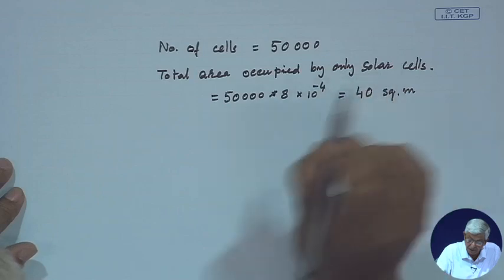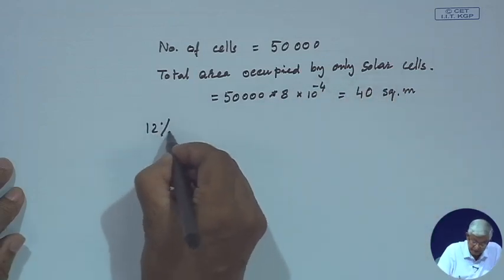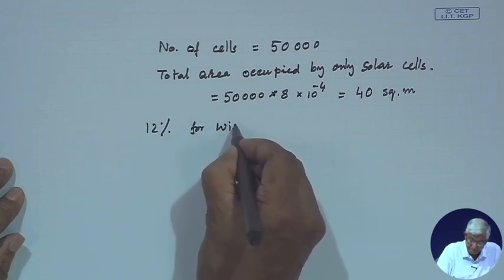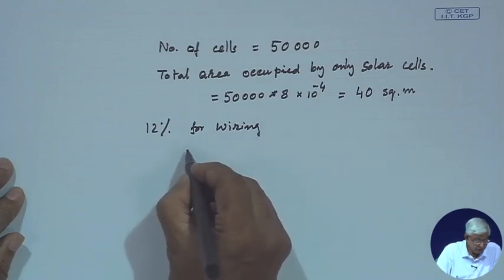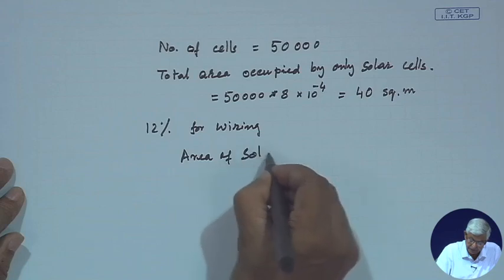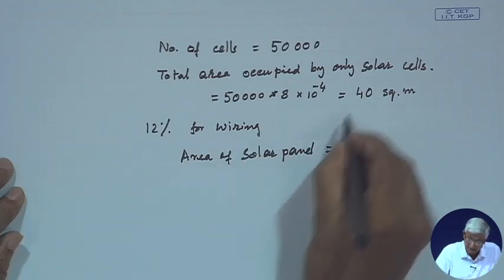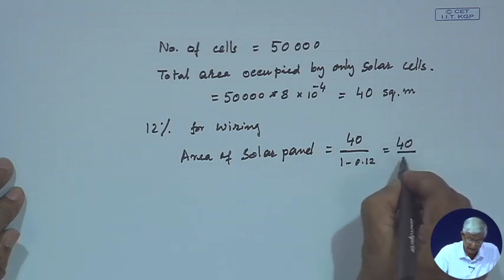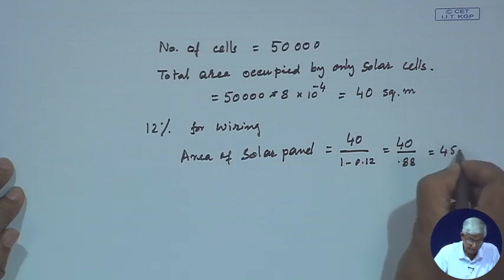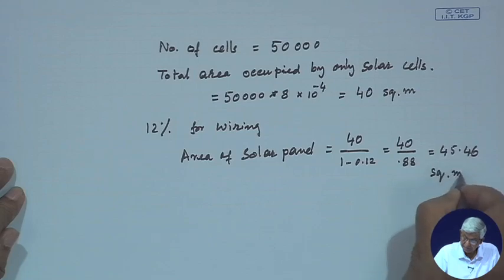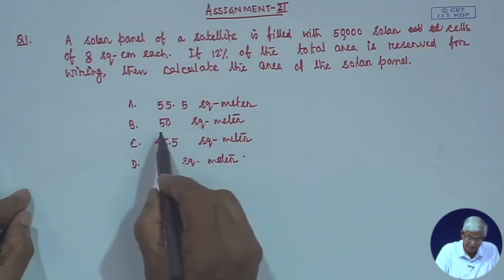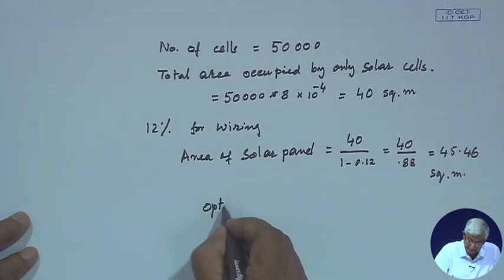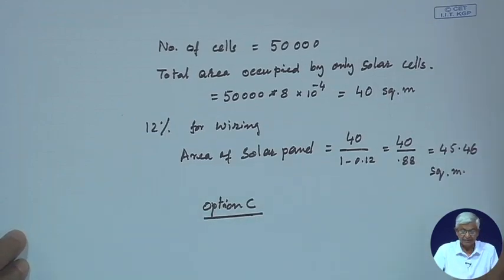That is the total area occupied by only the solar cells, and we said 12% of the total solar panel area is for wiring. So the area of the solar panel is this area of the solar cells divided by 1 minus 12%, which is 40 by 0.88, and comes out to be 45.46 square meter. Our options given were 55.5, 50, 45.5, 40. So 45.5 is here. So option C is the correct answer. That is simple.